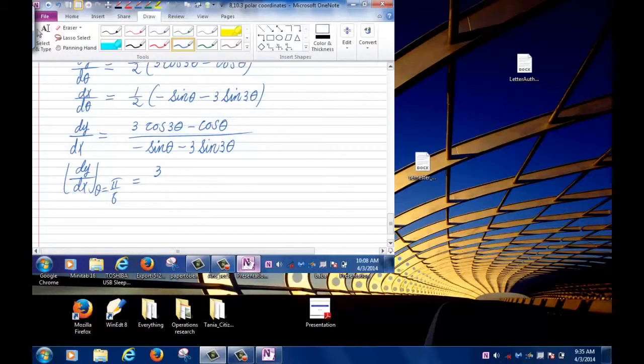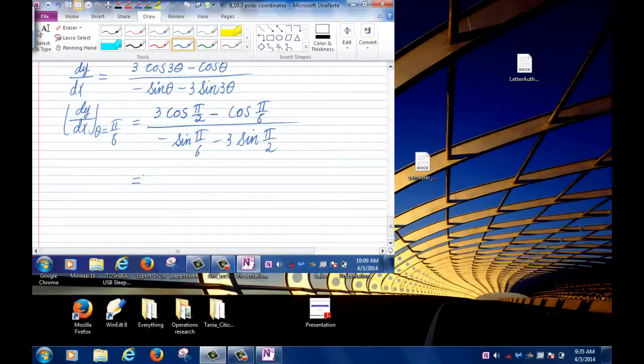So what do I get? I get 3 times cosine of 3 theta, so if theta is pi over 6, cosine of 3 times pi over 6 is pi over 2, minus cosine of pi over 6. Here I get negative sine pi over 6, negative 3 sine pi over 2. And what is that equal to? Cosine pi over 2 is 0. Cosine pi over 6 is root 3 over 2, right? And in the denominator, I get negative half. Negative 3 sine pi over 2 is negative 3, right?